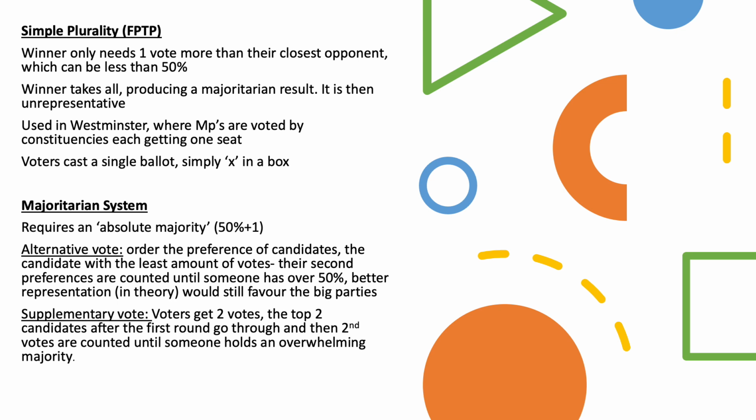MPs are voted by constituencies, each getting one seat. There are 650 constituencies in the UK. That's why it's not representative either, because the percentages don't equal who actually won the seats. There can be loads of people in one constituency and about 4 in another. Obviously there's not actually just 4 people, but, like in Wales, where there's more sheep than people.